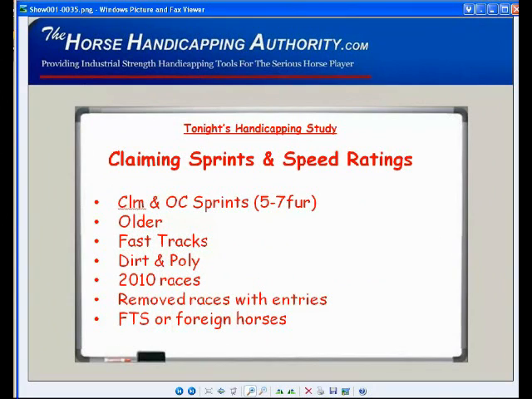What we're going to talk about tonight is claiming sprints and speed ratings. You can see a description of the races that I put in the database here.